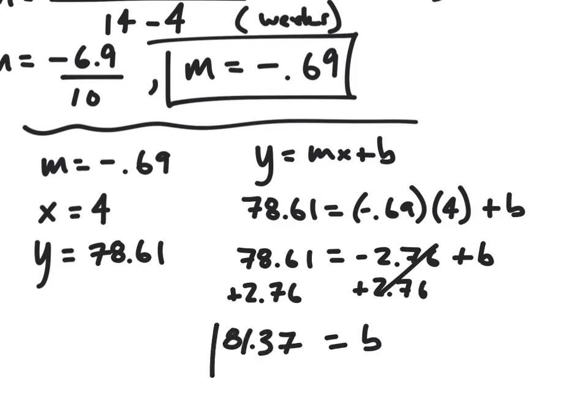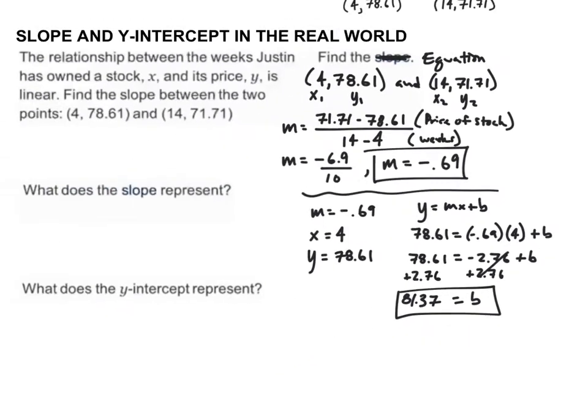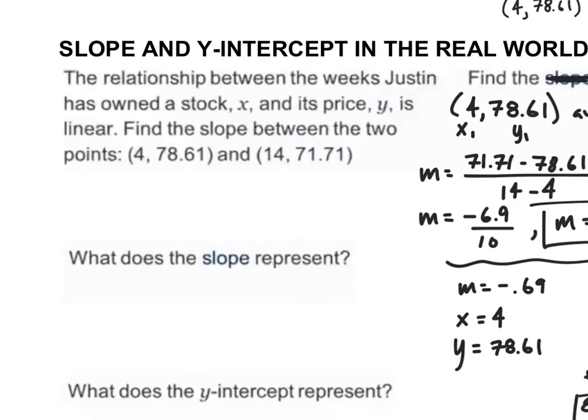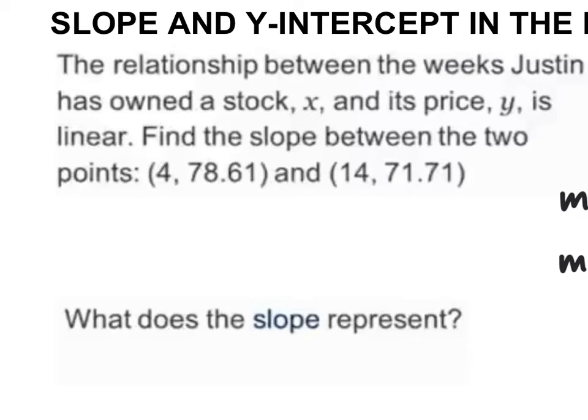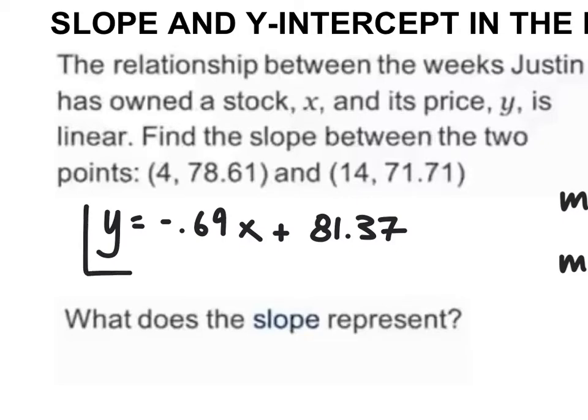All right, so I have my slope, I have my y-intercept. Let's just write that equation over here. y is equal to negative 0.69x plus 81.37. And that's my equation.